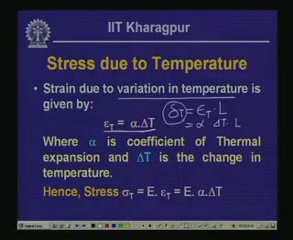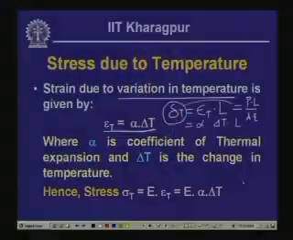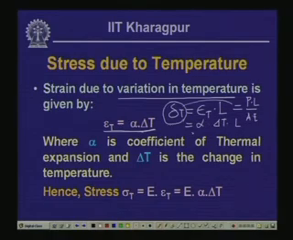Now, if we do not allow this expansion to happen in this member, that means we are putting some restriction. Thereby we are imposing some force into it, which will bring back this deformation to its original position, and because of that this deformation delta T should be equal to the deformation that is being generated because of the applied force, which is equal to P times L divided by AE. So, PL by AE is equal to alpha times delta T times L.